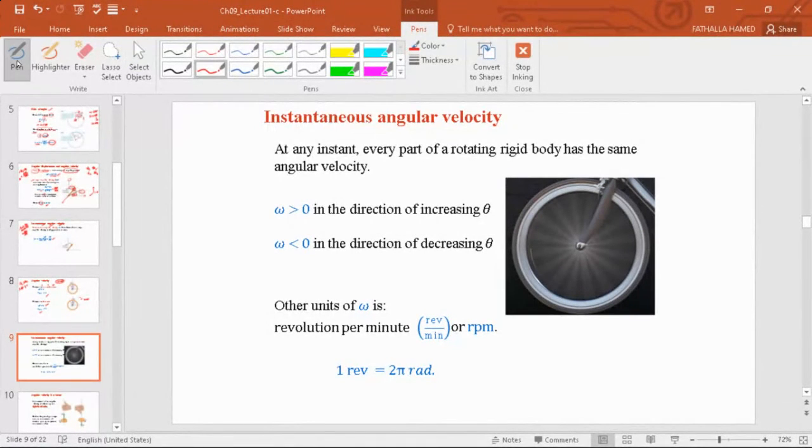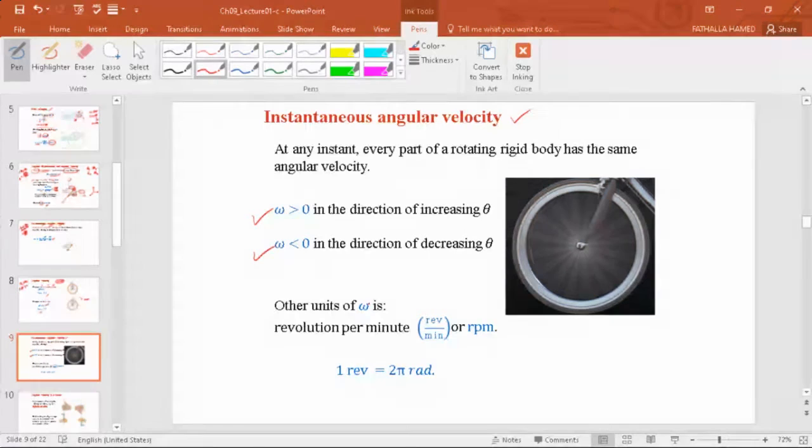Now, we extend that to the instantaneous angular velocity. So we say that omega is greater than 0 in the direction of increasing theta. And omega is less than 0 in the direction of decreasing theta. That's when we talk about the instantaneous. And of course, we don't have f. We just talk about theta here, omega here.